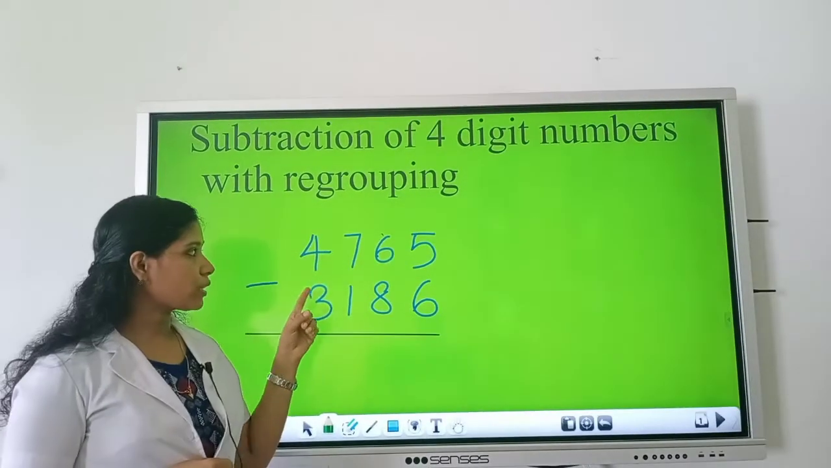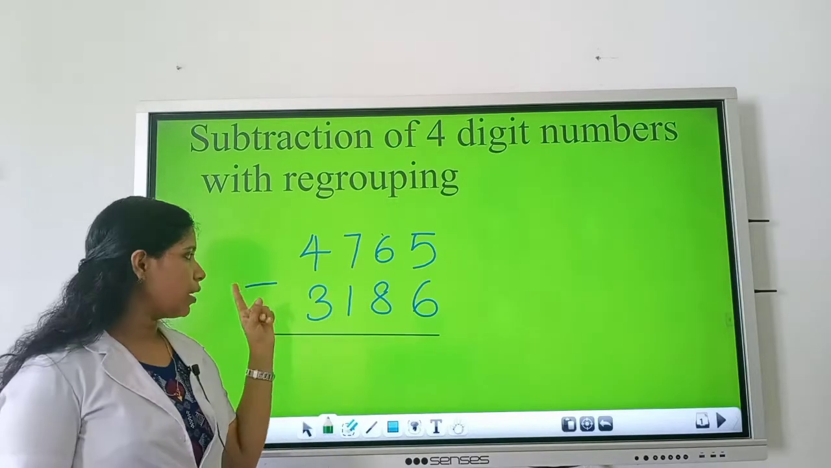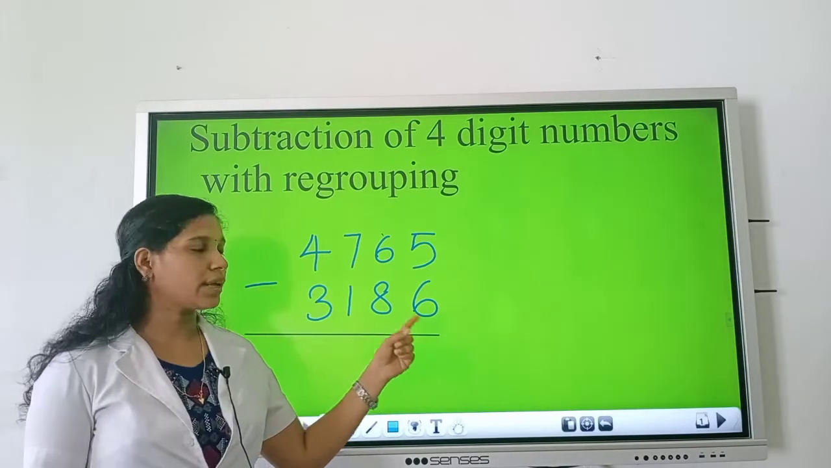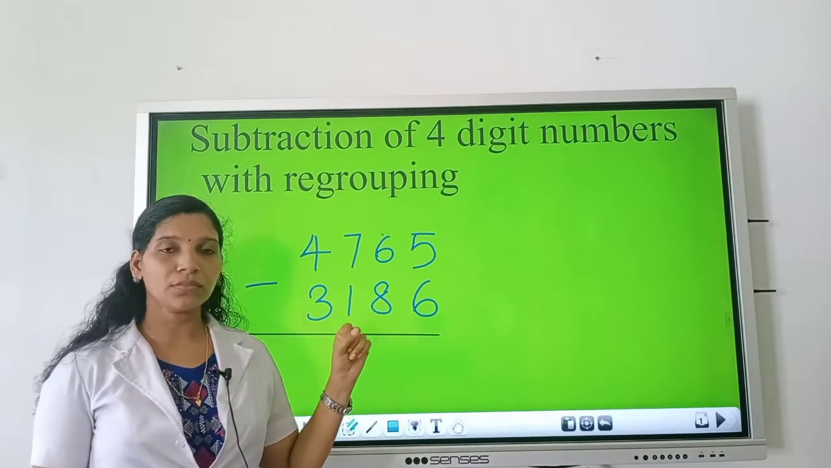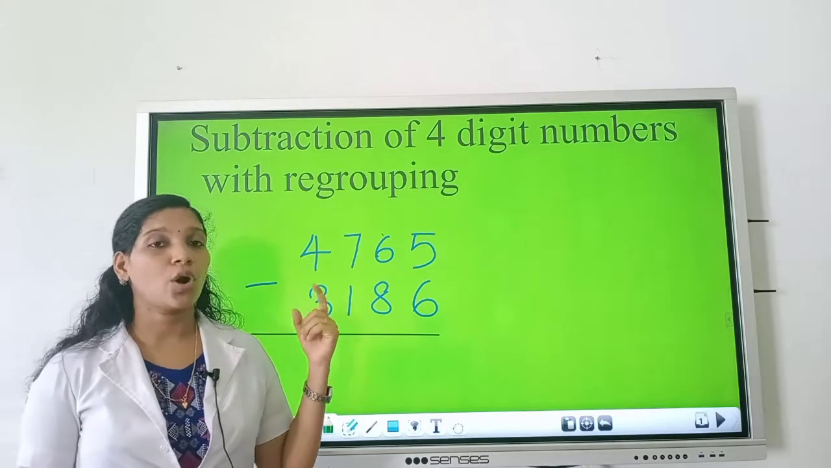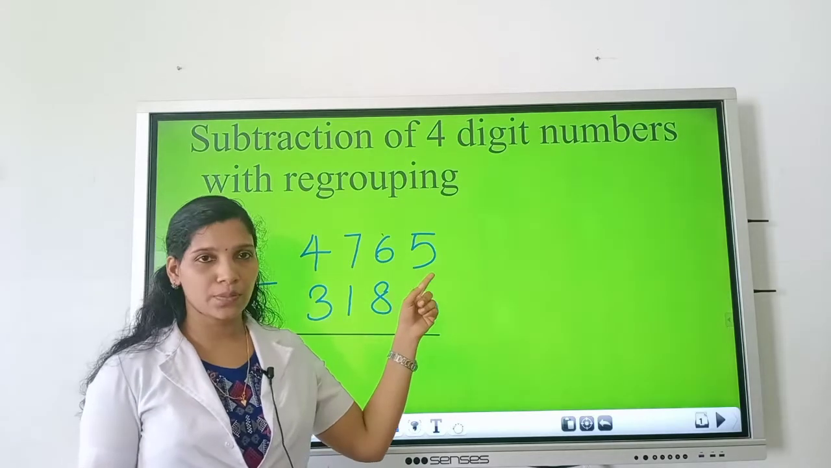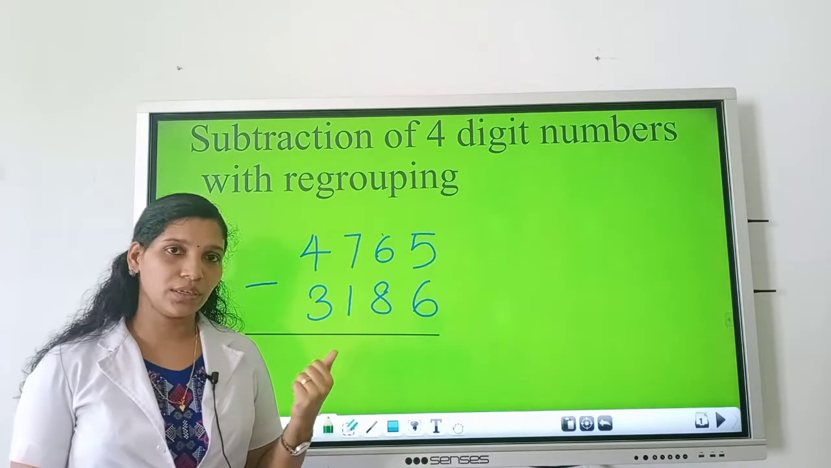You have 4765 minus 3186. How can we subtract? We always start from the ones place. So let's begin, children.